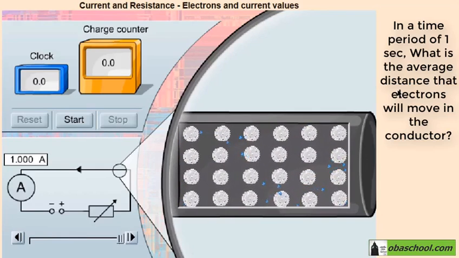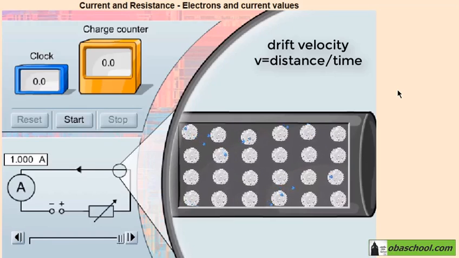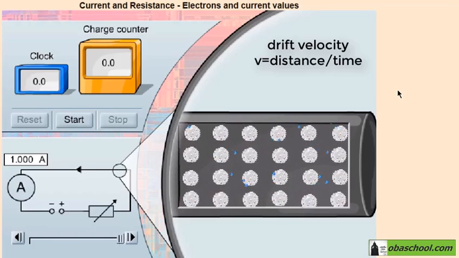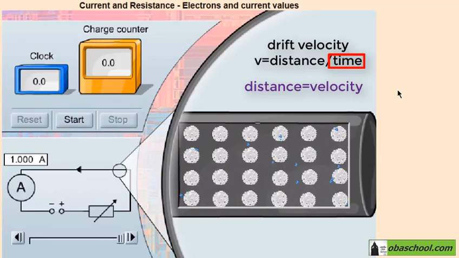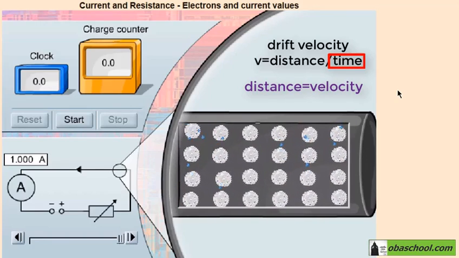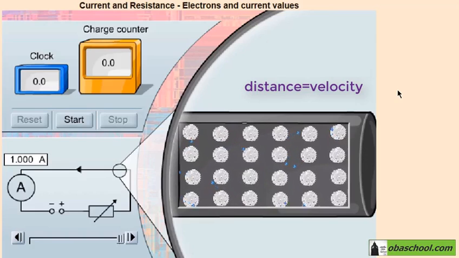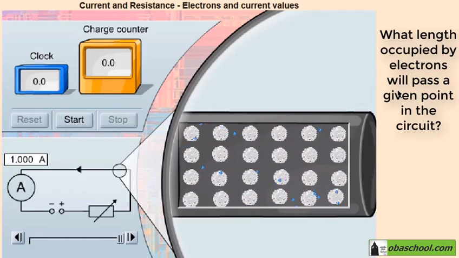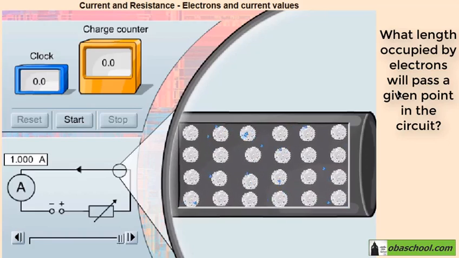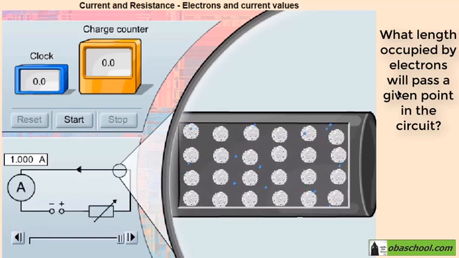So, recall that the drift velocity is equal to the distance divided by time, and time is equal to 1 second, so the distance is equal to the velocity. d is equal to v in meters. What length occupied by electrons will pass a given point in the circuit? Also, it's v in meters.